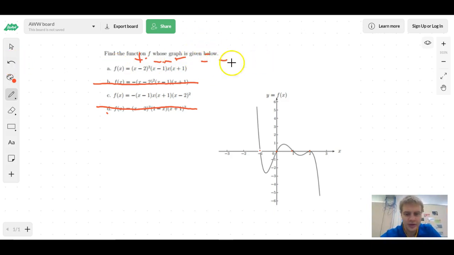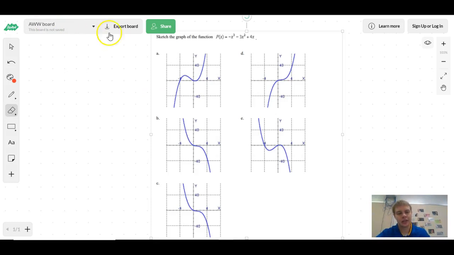Well, that means if I get a negative, this thing should have started down. But this thing started up. So it can't be A, it's got to be C. So the big thing on these graphs is to find the zeros. It'll probably narrow your choices down. And then after you find the zeros, go through and decide if this thing starts up or down. Let's do the next one. Okay, so what they'd like us to do is sketch the graph for this problem right here.